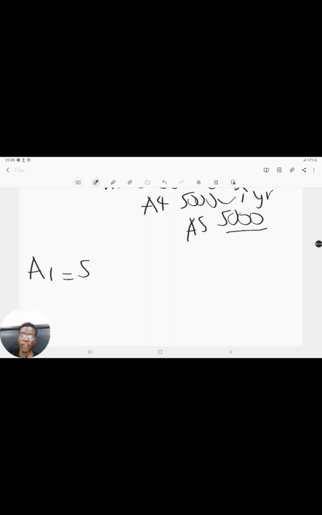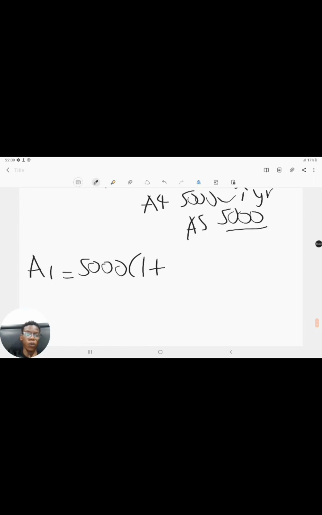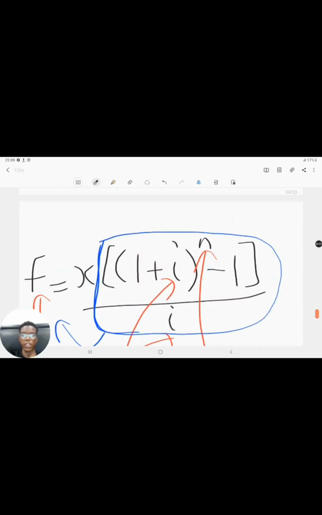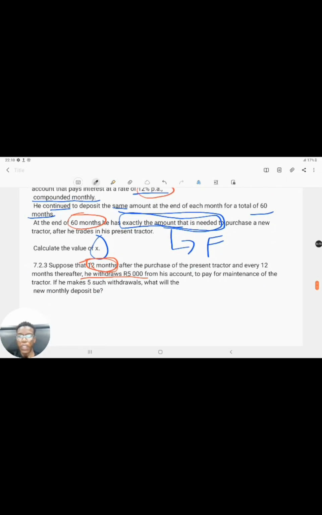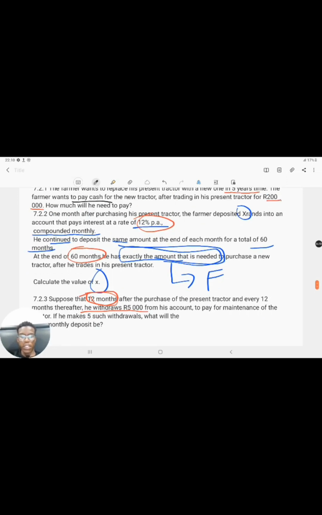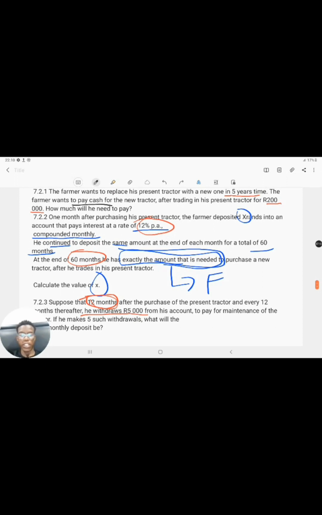equal to 5,000, including the interest that it would have gotten. What was our interest rate again? Let's go back up and see. He continued to deposit the same amount at the end of each month for a total of 60 months. Okay, so our interest rate is still 12%. But in this case, it's not compounded monthly. It's compounded annually, right?